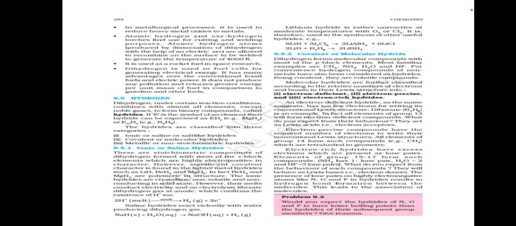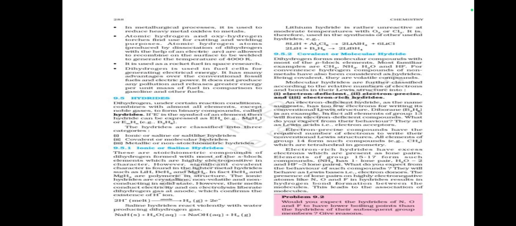covalent or molecular hydrides, and metallic or non-stoichiometric hydrides. Ionic or saline hydrides are stoichiometric compounds of dihydrogen formed with most of the s-block elements, which are highly electropositive in character. However, significant covalent character is found in the lighter metal hydrides such as LiH, BeH2, and MgH2. In fact, BeH2 and MgH2 are polymeric in structure.